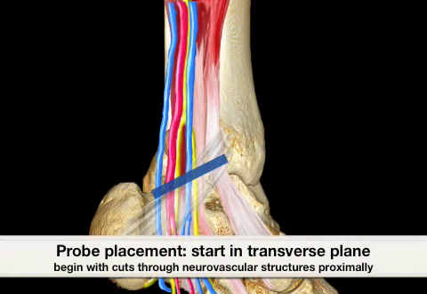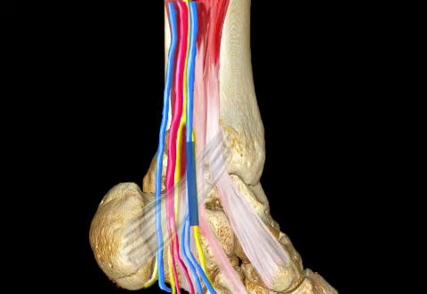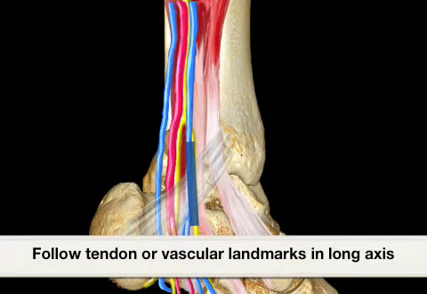Probe position for the tarsal tunnel study should begin at the level of the medial malleolus and scan distally until this neurovascular bundle is traced to the plantar aspect of the foot. Long axis images can begin by following the direction of the medial tendons and moving the probe posteriorly.